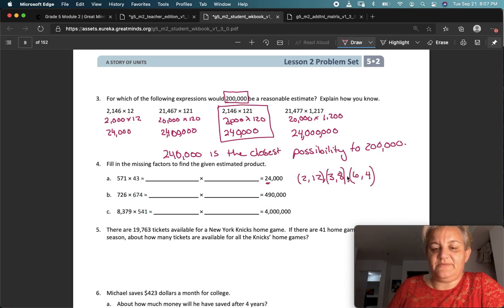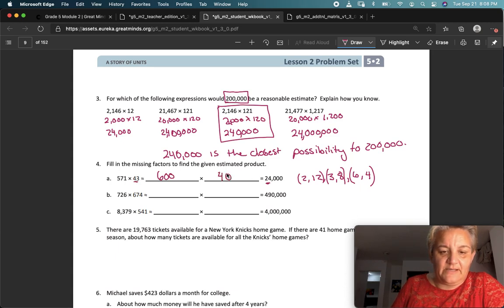2 times 12 is 24. 3 times 8 is 24. And 6 times 4 is 24. So I'm going to look over here and what can I get? So if I rounded that down to 500, that's not going to get any of my factors. If I rounded it up to 600, then I have the 6 here. And I need a 4 on the other side, and I have 43, so that's going to work. 40, okay? And 6 times 4 is 24 plus 3 zeros. 24 plus 1, 2, 3 zeros.